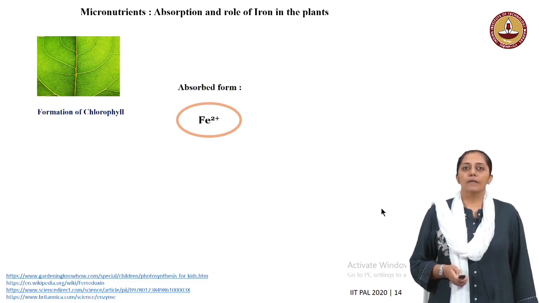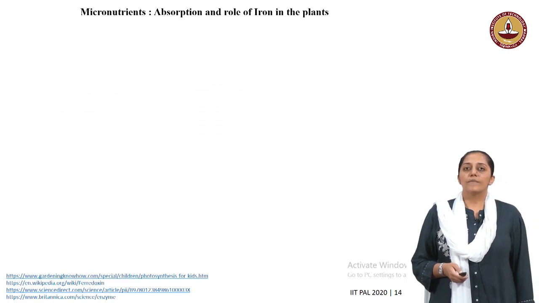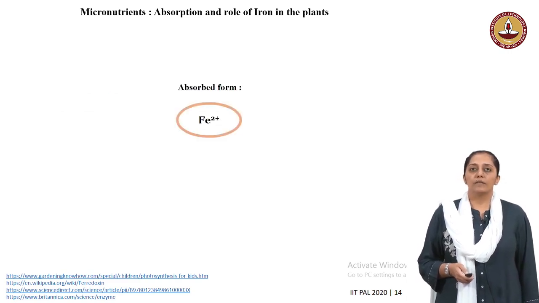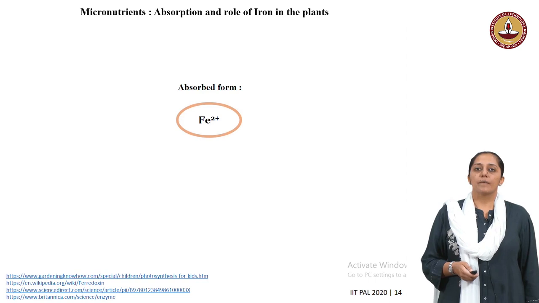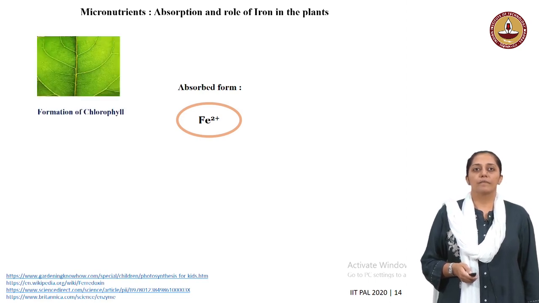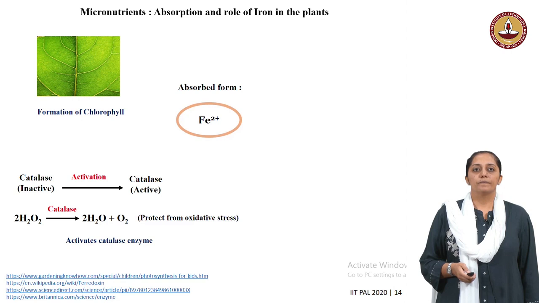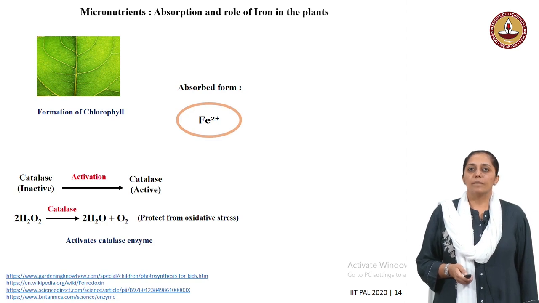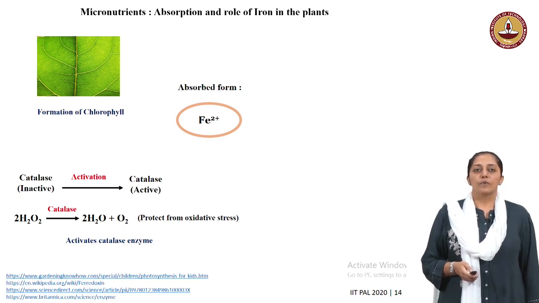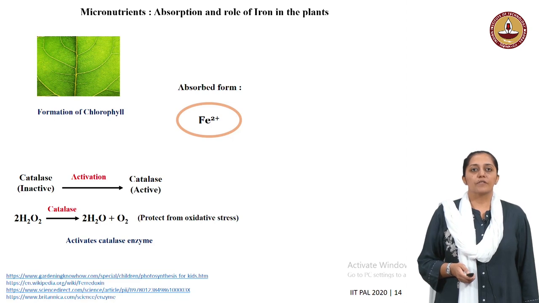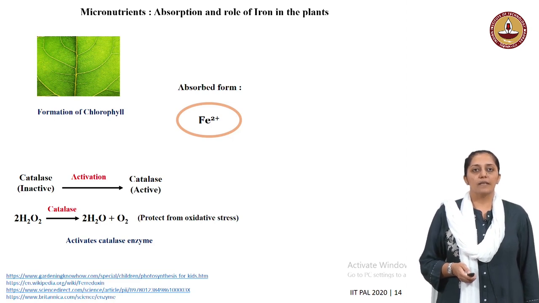Starting with iron, how is iron absorbed and its role in the plants? Iron is absorbed in the form of ferrous ions. It is used in the formation of chlorophyll. It acts as an activator of catalase enzyme which protects the plant from oxidative stress due to hydrogen peroxide.